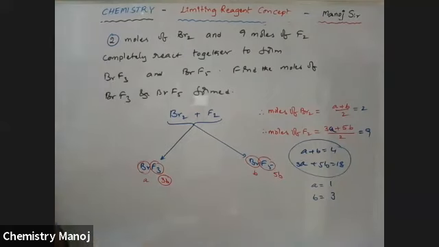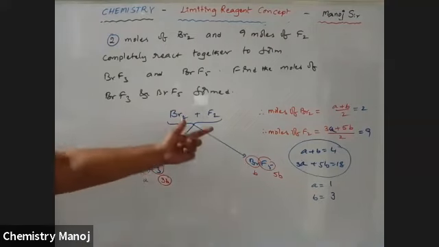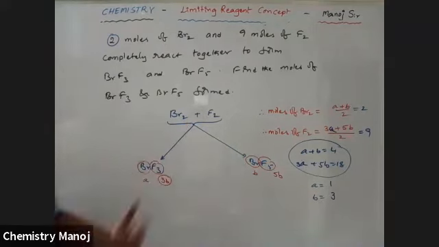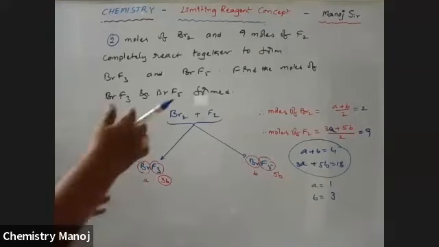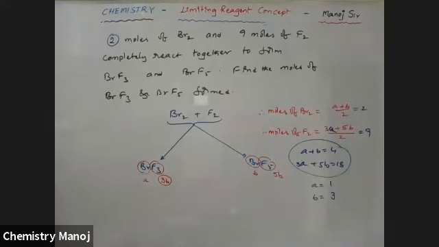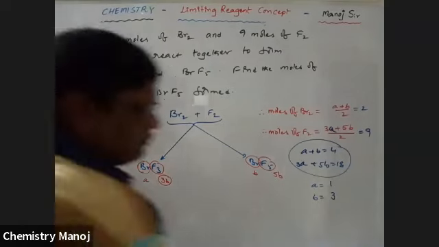So the moles of BrF3 is 1 mole and BrF5 is 3 moles. It is an important, simple one. Because the reactants are completely consumed, they are converted into these two compounds. That is why we take the problem like this. Okay, next one.